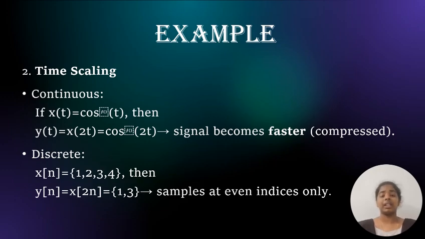For a discrete signal, x of n equals 1, 2, 3, 4. Then y of n equals x of 2n equals 1, 3, taking the samples at even indices only.